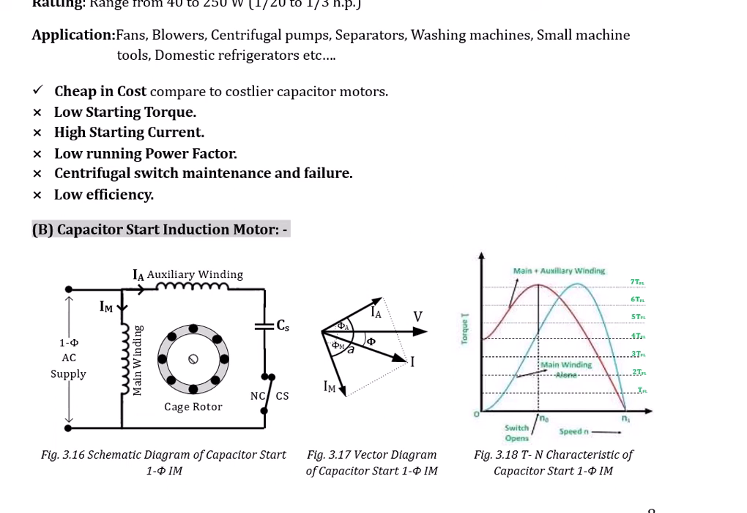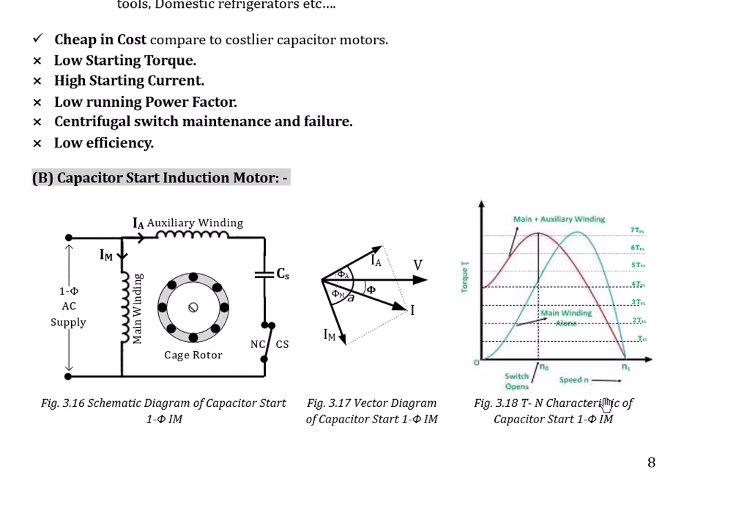Then to remove all these drawbacks from the single phase induction motor, we design one new method which is called the capacitor start induction motor, in which we use a capacitor instead of resistance. In the capacitor start induction motor, we insert a capacitor CS in series with the auxiliary winding. So this is a diagram in which we can see that the torque is improved. How it improves, we will see.